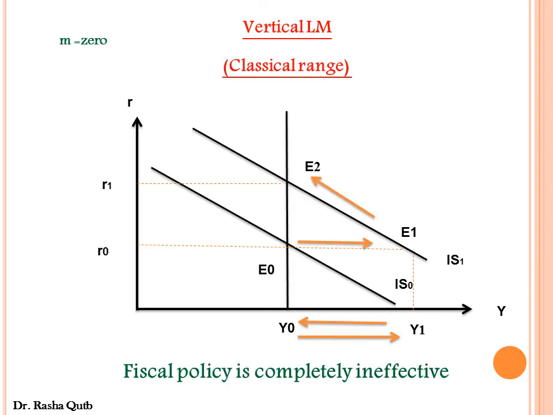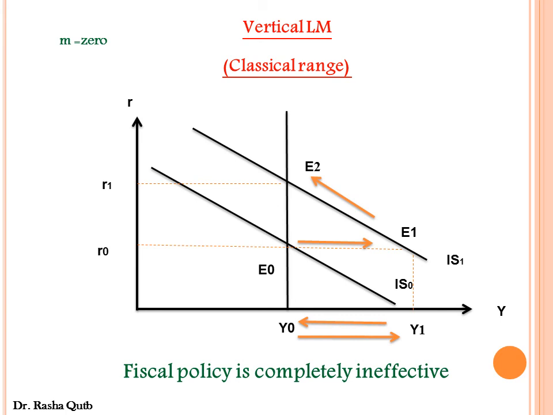At the classical range of the LM curve, money demand is completely insensitive to any change in interest rate. M equals 0, so we have a vertical LM curve. Our starting point is at E0, where the whole economy is at equilibrium, with equilibrium in the goods market and the money market. Now suppose that the government decides to apply expansionary fiscal policy, so the IS curve would shift to the right. The initial impact is the increase in national income from Y0 to Y1 by the full multiplier impact. So we move from E0 to E1.